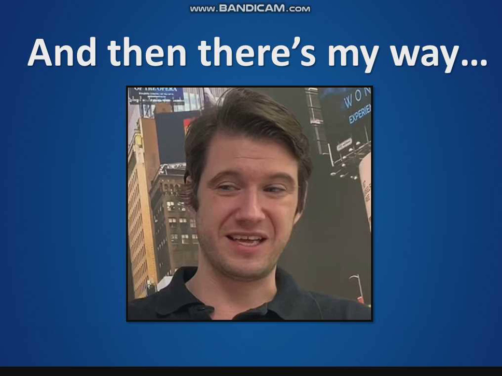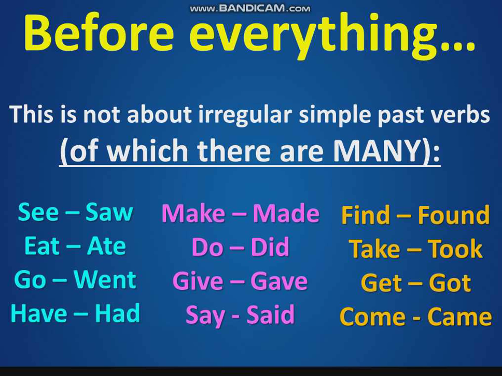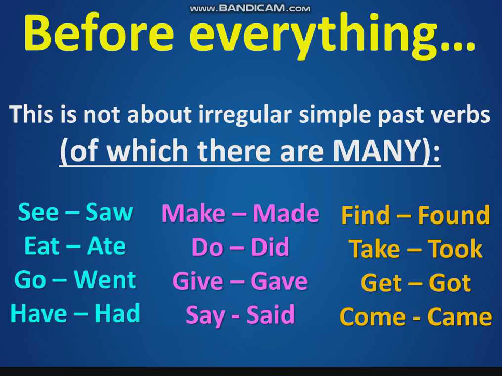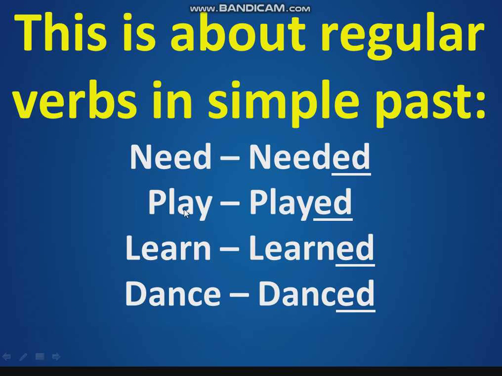I hope it is. Okay, now, before everything, this is not about irregular simple past verbs, of which there are many. Now, these are all irregular simple past verbs. See, saw, eat, ate, go, went, have, had, make, made, do, did, give, gave, say, said, find, found, take, took, get, got, come, came. These are all irregulars. This lesson is about regular verbs in the simple past. So again, not these verbs that end with an ED in the simple past.